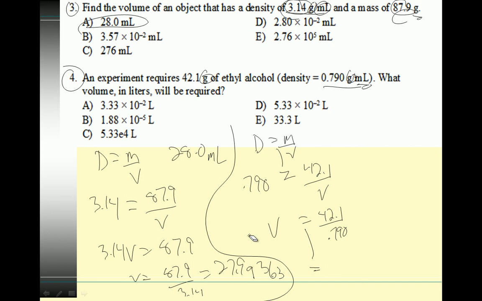42.1 divided by 0.79 is 53.2911. This is going to be milliliters, but we have the answer in liters. So if I have, and I want 3 sig figs, so if I have 53.3 milliliters, and I want to go to liters, times dividing bar, hate you milliliters, love you liters, 1,000. So divided by 1,000 is 0.0533 liters, which is this one.